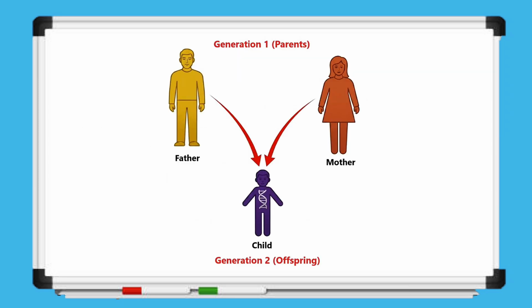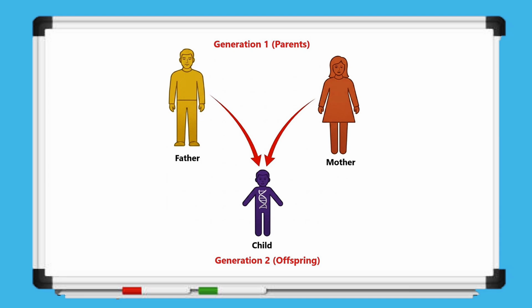This is how inheritance explains how genetic information is passed from parents to their offspring. In generation 1, the biological father and mother each carry genetic material in their chromosomes. During reproduction, both parents contribute this genetic information to the next generation. In generation 2, the offspring, the child, receives a combination of genetic material from both parents. This mixture of genes determines the child's inherited traits and characteristics.